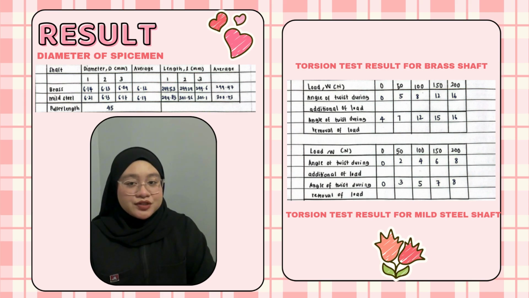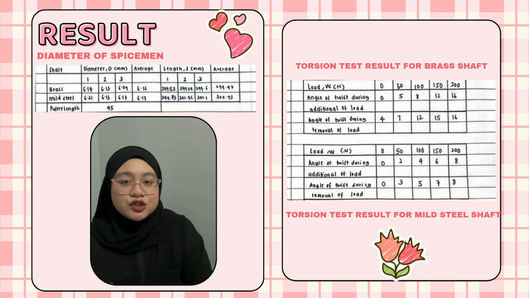From the mild steel results, we can conclude that the angle of twist is significantly smaller than brass for the same load. This shows that mild steel has higher torsional stiffness. Mild steel undergoes less deformation, indicating a higher modulus of rigidity. When comparing both materials, brass shows larger angular deformation, meaning it is more flexible. Mild steel shows smaller angular deformation, meaning it is stiffer. Both materials follow the expected torsion behavior where angle of twist increases with load.